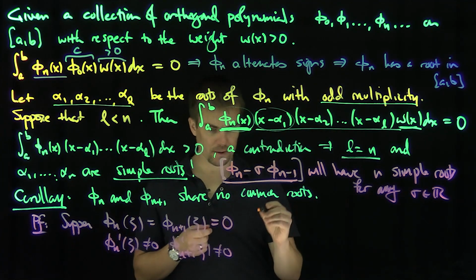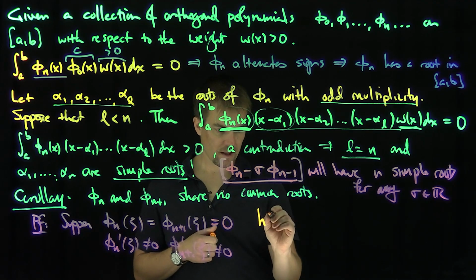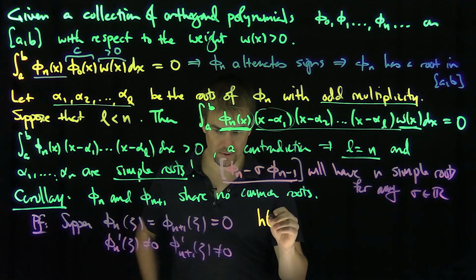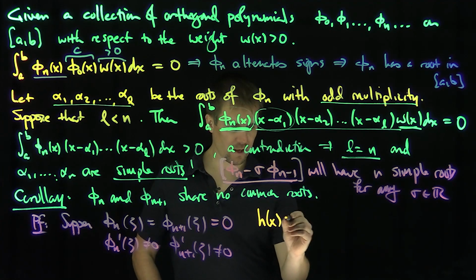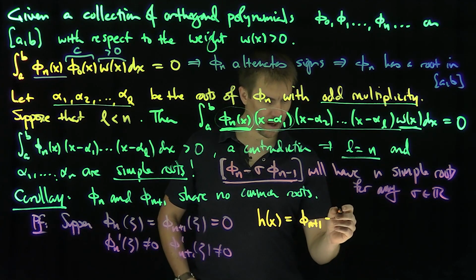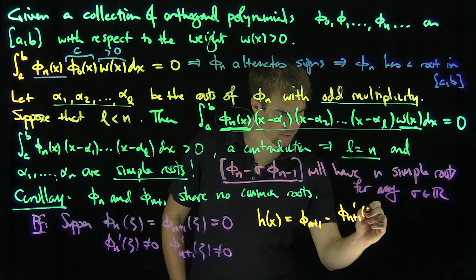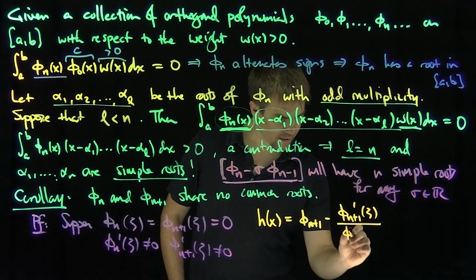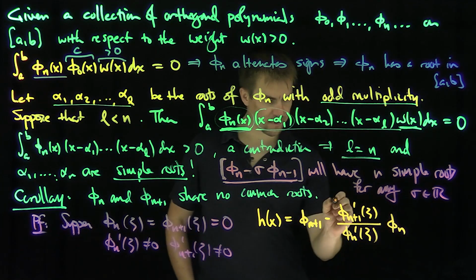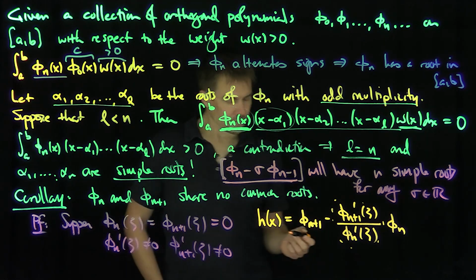And then what I can do is this. I'm going to construct a function h over here. h of x is going to be phi n plus 1 minus the phi n plus 1 prime of zeta over phi n prime of zeta. That's a constant now, times phi n. So this, of course, is going to be my sigma over here, right? Then what do I know?